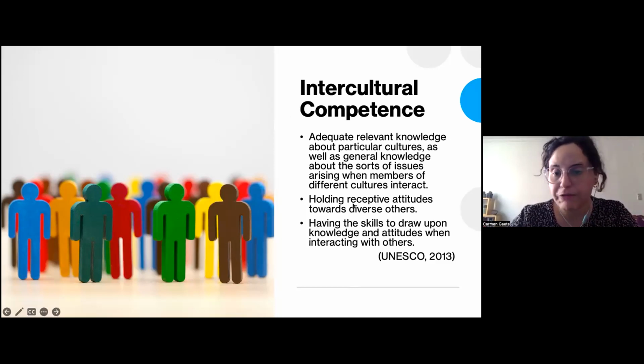Before I move on, I just wanted to say that these skills and this knowledge are not only knowledge about how to speak or how to use the language in general, but also knowledge about values, about attitudes, about many other aspects of human interaction, right? But of course, this talk is going to highlight the language aspect of this intercultural competence.